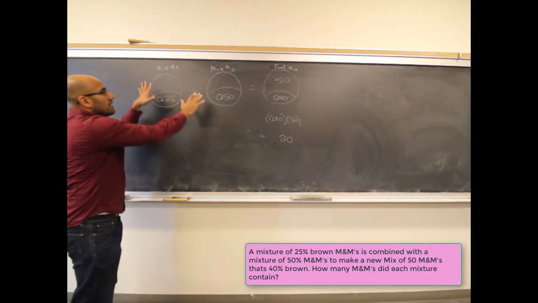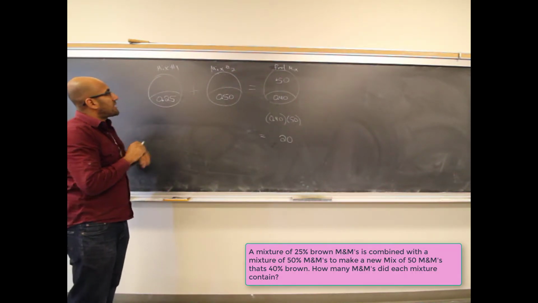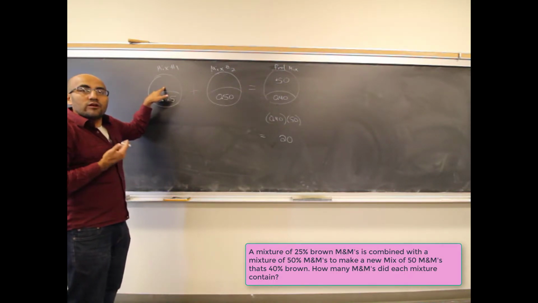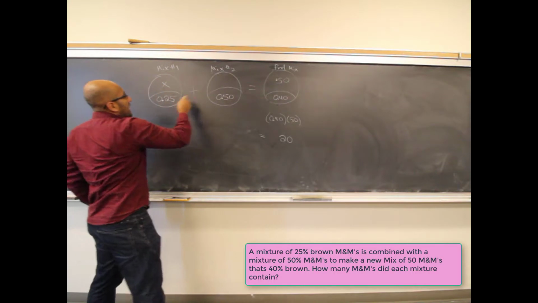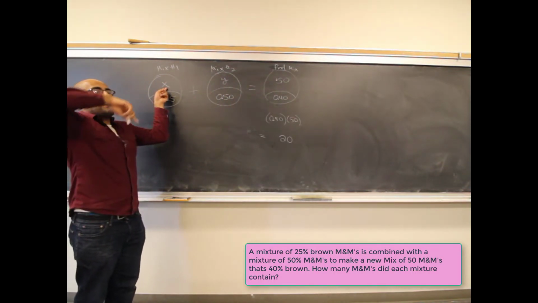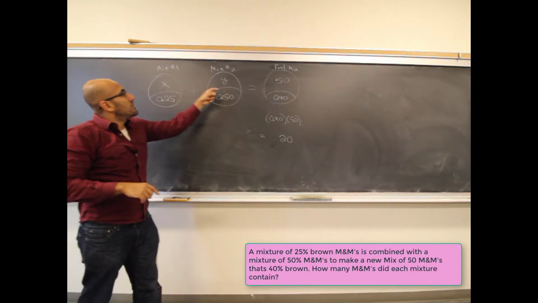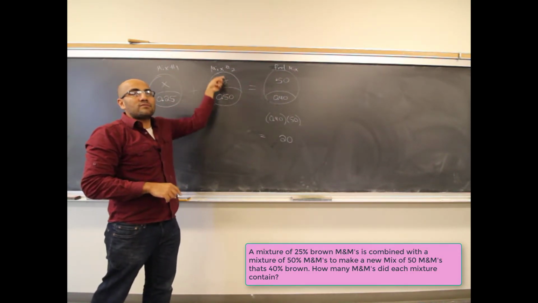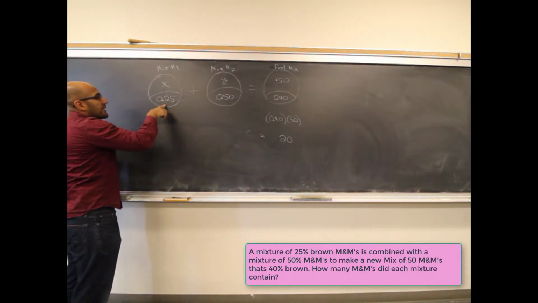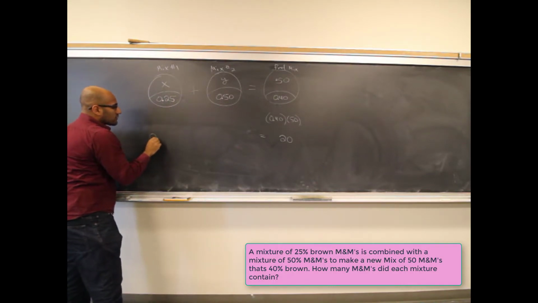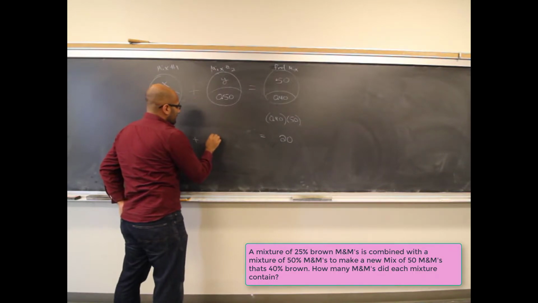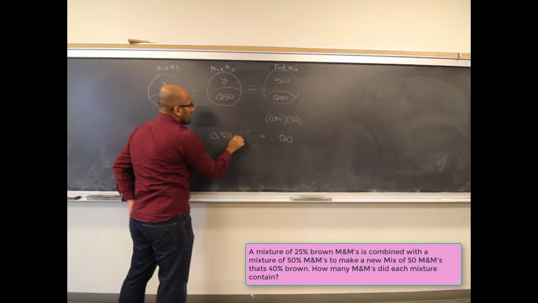Okay. And then, well, we're going to have to come up with something here. We might be told what this value is, we might not. If we don't know what that is, then we can rewrite it as an x, and then write that as a y, where x represents the amount of M&Ms that are in this mixture, and y represents the amount of M&Ms that are in that mixture. So in order to get how many brown ones there are, we'd have to multiply this times this. So 0.25 times x plus 0.50 y.